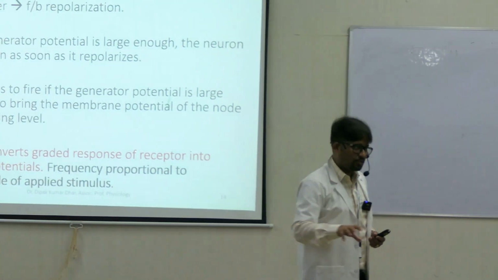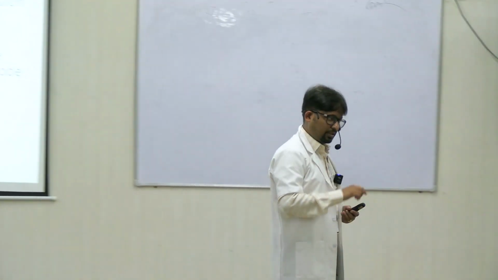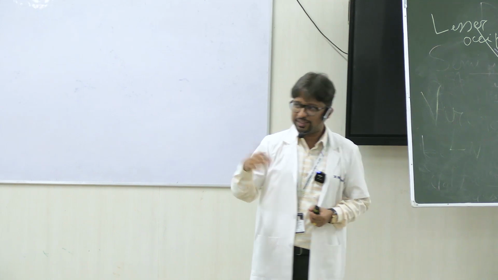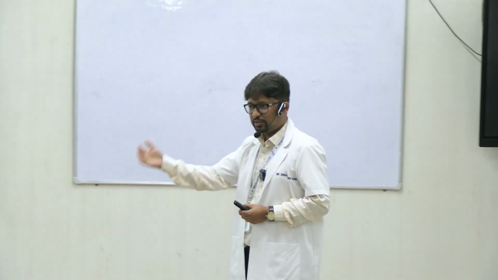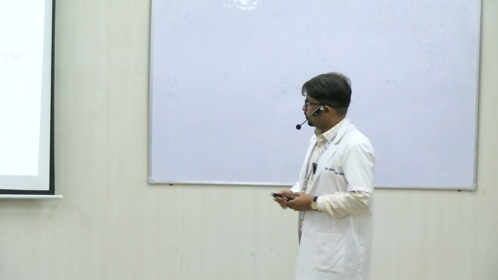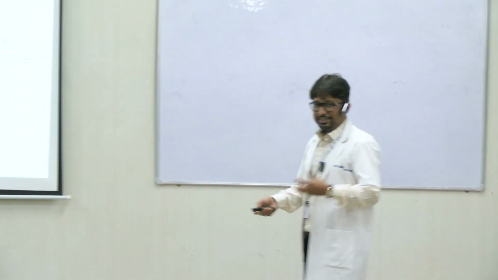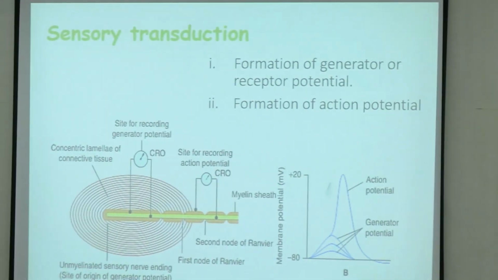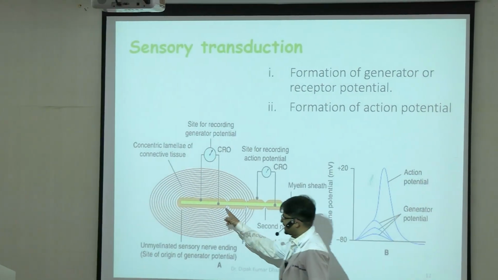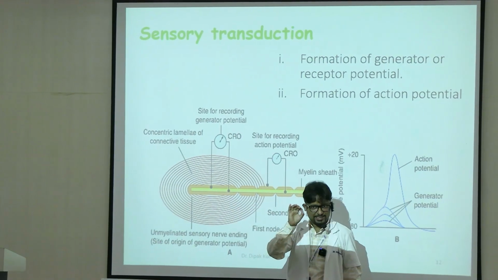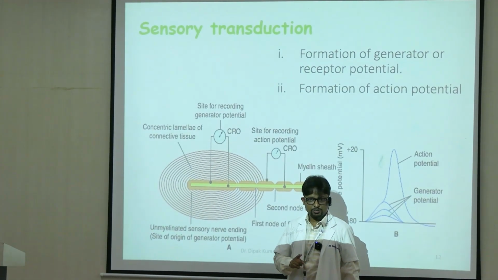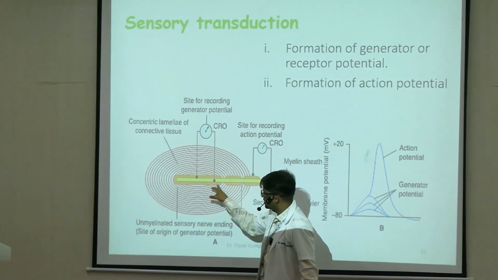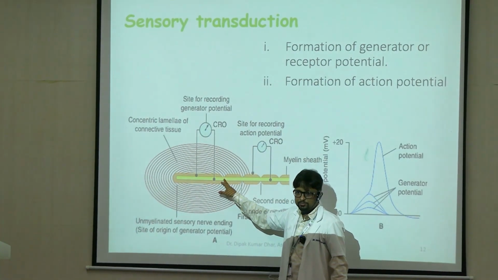The initial surrounding area can be stimulated, or they spread to a certain distance, but then the intensity drops exponentially, right? So the first node of Ranvier is able to be depolarized by this local potential, because it is at a very close distance. So I am talking of the bare nerve ending here, which is present in the center, where the receptor potential had developed. Now because it can spread to small distances, it reaches the first node of Ranvier over here, right?